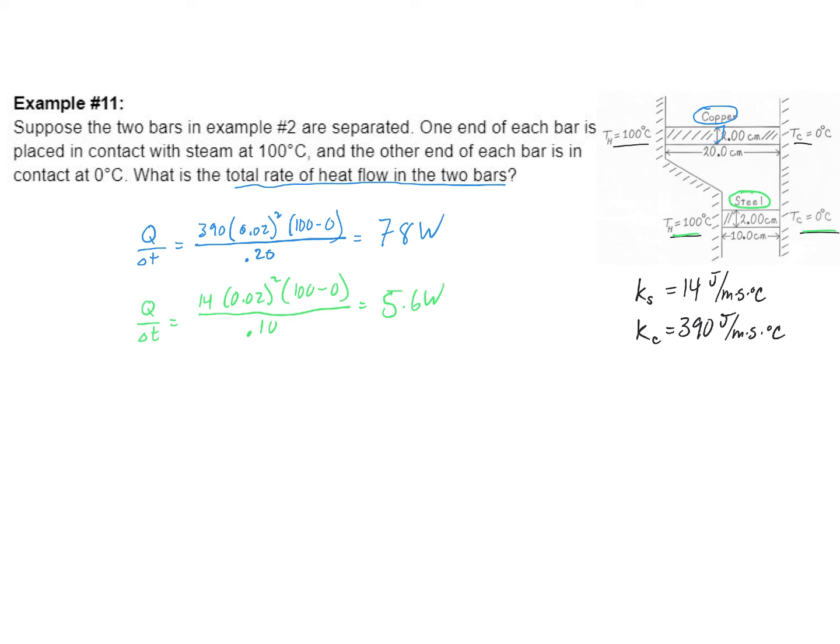Again, that makes sense. The copper, even though it's longer, it definitely has a much larger heat transfer coefficient, so it's going to be able to move that heat from one side to the other very quickly. Now, the question is the total rate, so we'll go ahead and add those together, and that will give us our final answer of 83.6 watts.